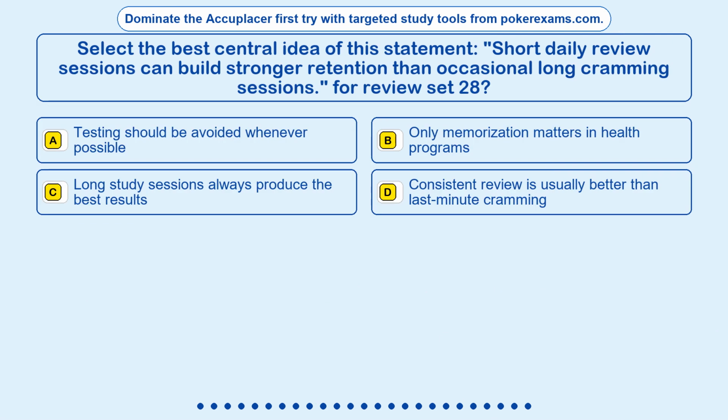Question 13. Select the best central idea of this statement. Short daily review sessions can build stronger retention than occasional long cramming sessions. For review set 28. Option A. Testing should be avoided whenever possible. Option B. Only memorization matters in health programs. Option C. Long study sessions always produce the best results. Option D. Consistent review is usually better than last-minute cramming.